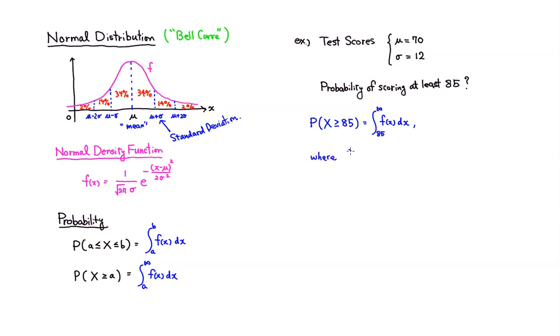So f of x is going to be 1 over square root of 2 pi, then sigma is 12, so you type in 12 here. Then you have e to the negative quantity x minus mu, mu is 70, squared over 2 times sigma, which is 12 squared. Then we evaluate this integral and we should be able to find the probability. In order to do that, I'm going to use GeoGebra to compute it. So let's open it up.